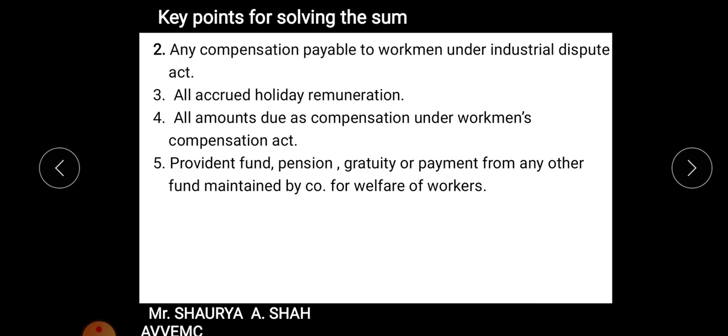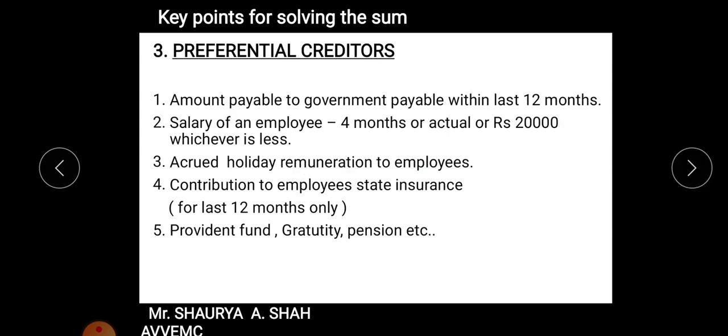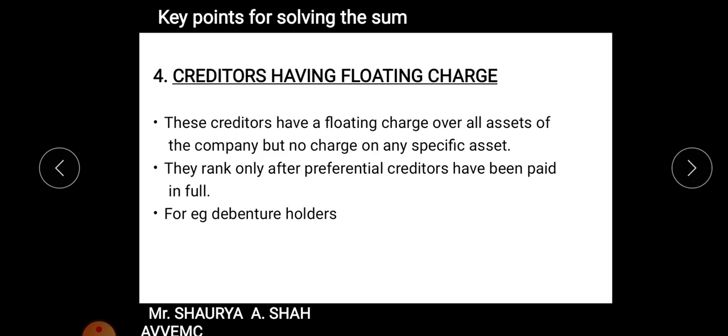So what is the difference? Here it is your provident fund, pension, gratuity or payment from any other fund maintained by the company, right? So if it is a company-maintained fund, you take it here, right? If it is just simply given, kindly take it in your preferential creditors, and majority of the times in your sum it will be given here only, right? I suppose it is clear to each and every student. Next is creditors having floating charge. The basic here in your sum will always be your debentures, right?